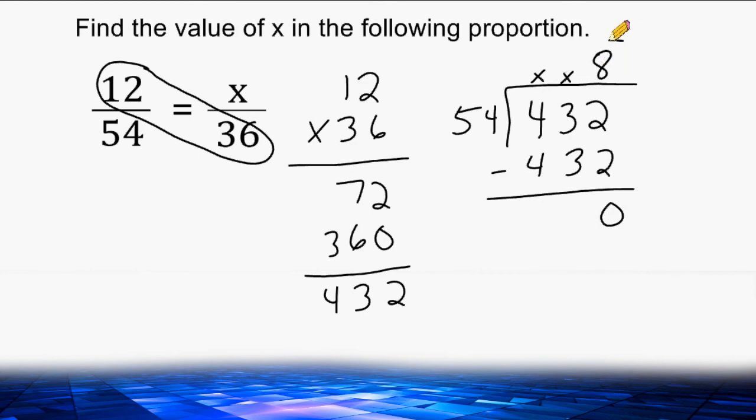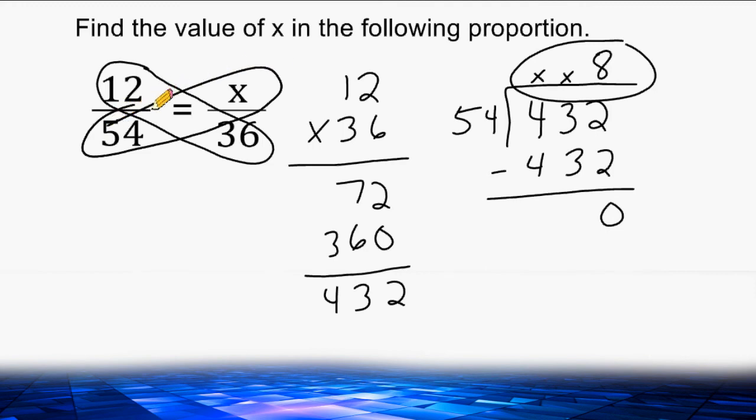And this is kind of a traditional method that a lot of people use in math. They cross-multiply the two numbers, and they take that total and divide it by the number that is directly across from x. However, I kind of like setting up an equation because it connects this to algebraic thinking. It's just writing a statement saying that we understand that 54 multiplied by x is the same thing as whatever the product is between 12 and 36.